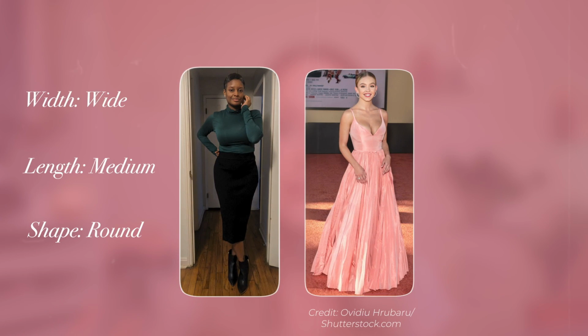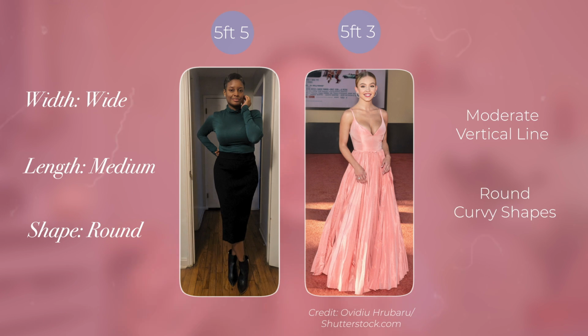The wide, medium, round body type. So this type has width in their frame, in their shoulders. They have that kind of blunt, angular bone structure. They have a moderate vertical line, so they look medium in height, look best in medium lengths, and they have these round, curvy shapes to their frame. They feel very soft. This type would most likely fit the soft natural Kibbe type, but potentially on their height, the flamboyant natural type as well.